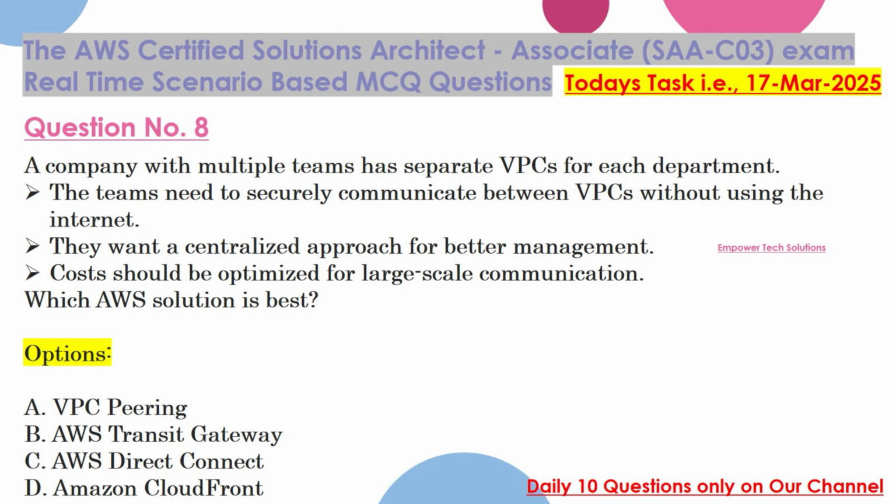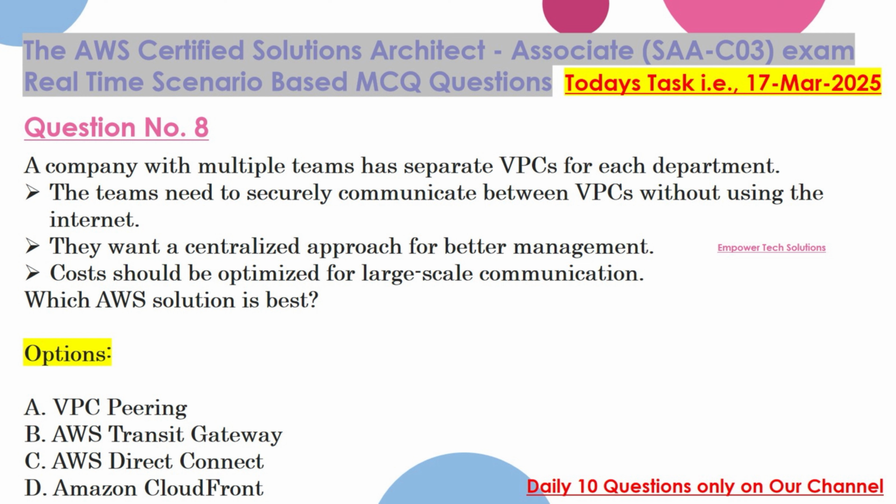Question 8. A company with multiple teams has separate VPCs for each department. The teams need to securely communicate between VPCs without using the internet. They want a centralized approach for better management. Cost should be optimized for large-scale communication. Which AWS solution is best?